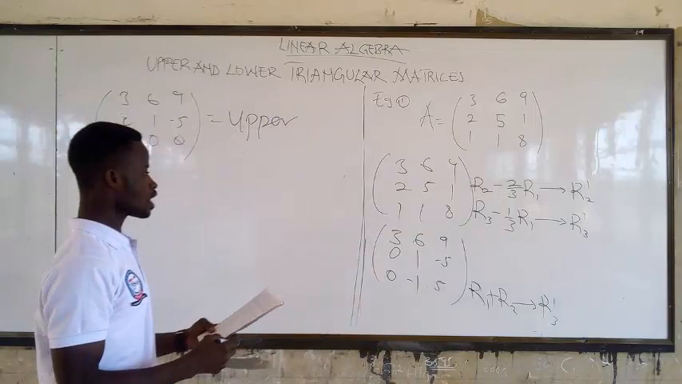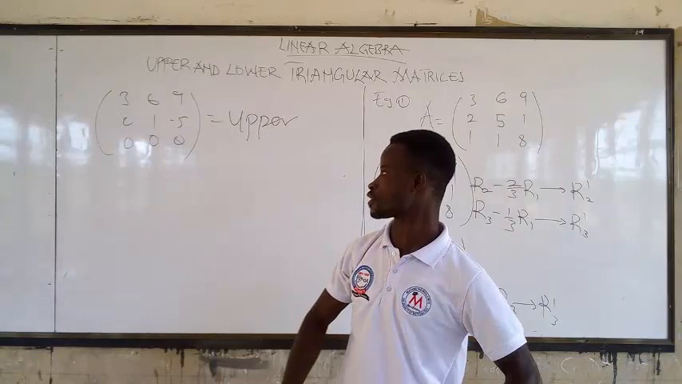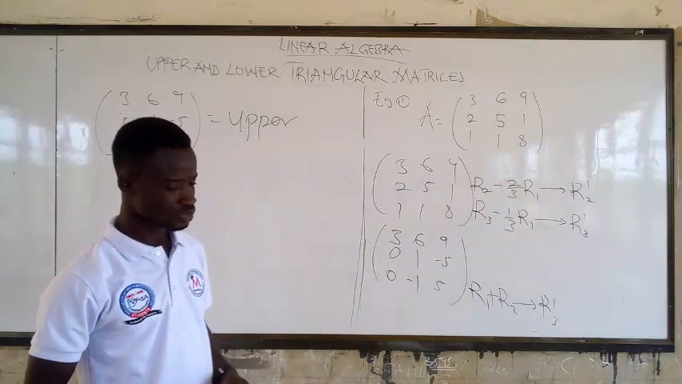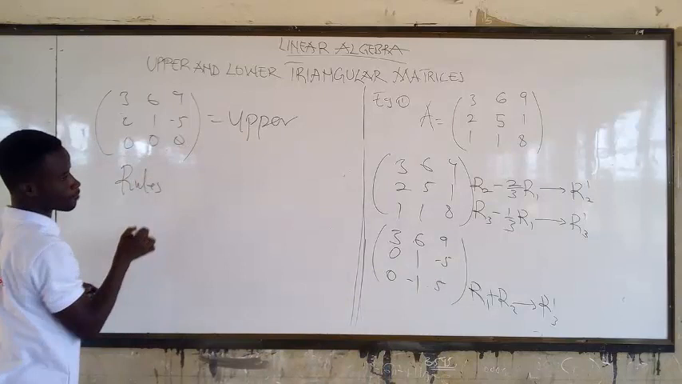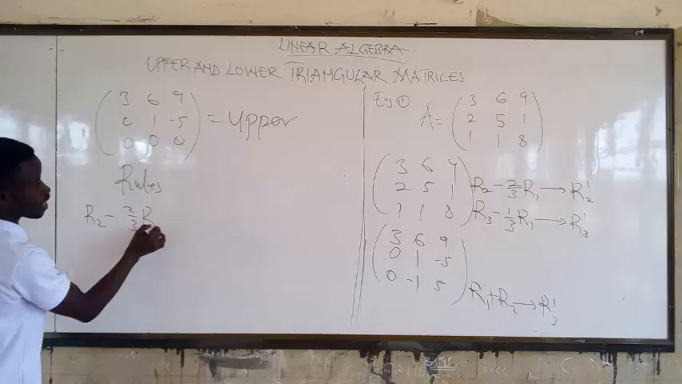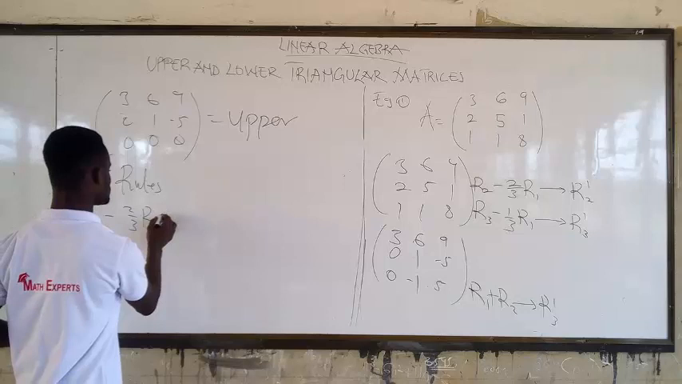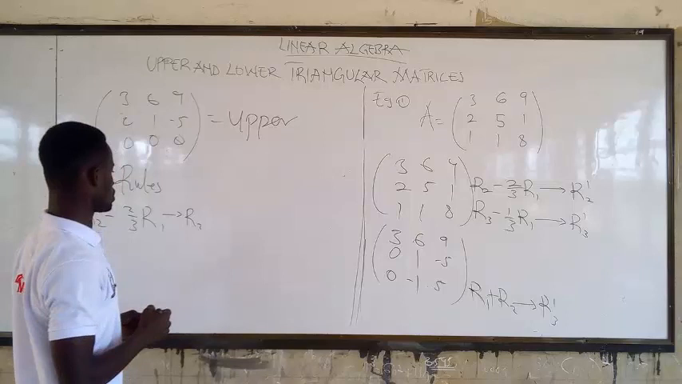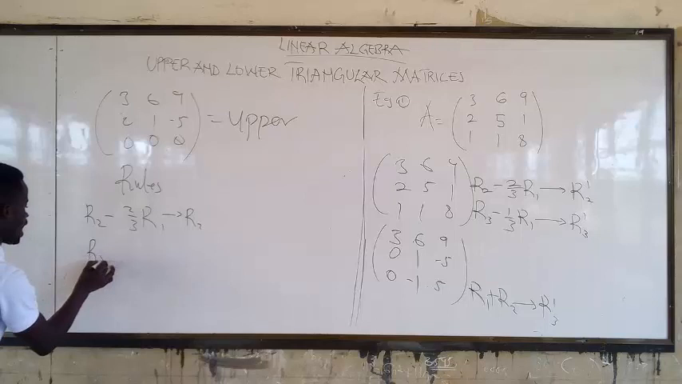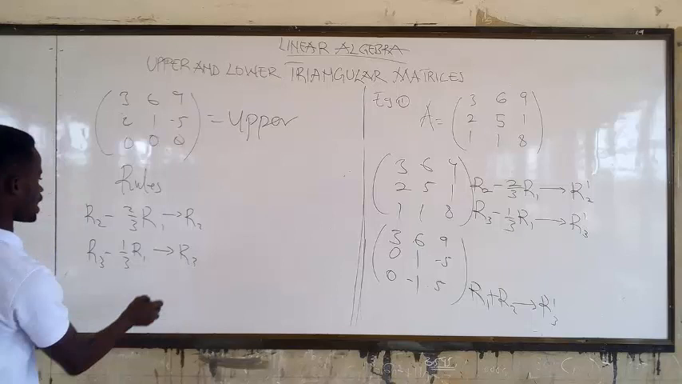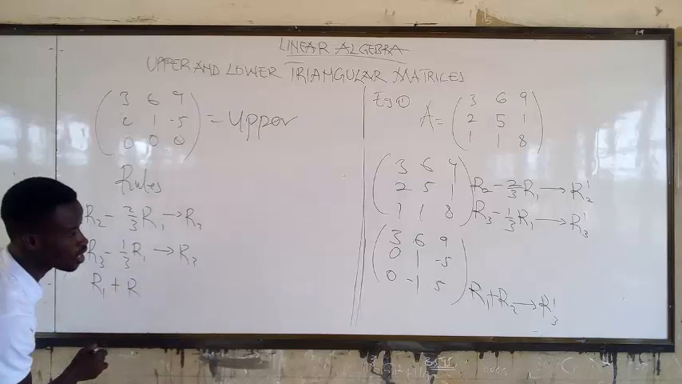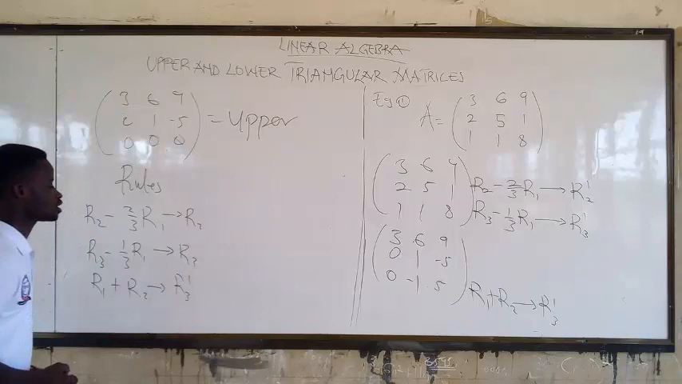Good. Now let's see how we can also achieve the lower triangular matrix from what we have done here. Alright. So you are not going to write all the rules you used in getting the upper triangular matrix. So these are the rules. R2 minus 2 over 3 R1, putting it in row 2. Okay? We have R3 minus 1 over 3 R1, putting it in row 3. Alright? And the next one is R1 plus R2 minus R3, putting it in new row.